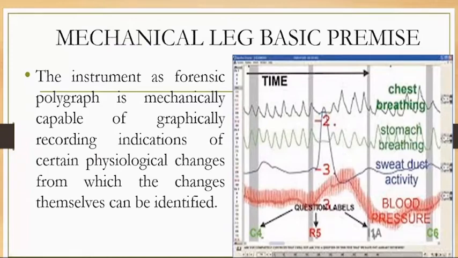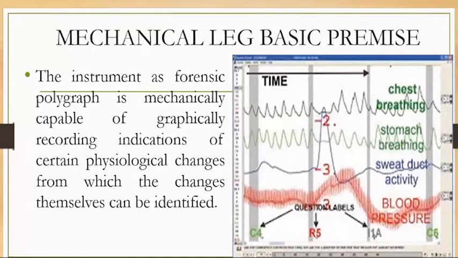Then at the bottom, another leg, where the instrument is the forensic polygraph. This is the actual instrument that records. It takes the physiological and psychological changes and they now become a mechanically produced graph. If you notice, from the physiological changes, the changes themselves can be identified. Here in the presentation, you can see the different graphs. The color red is the blood pressure from the bottom.